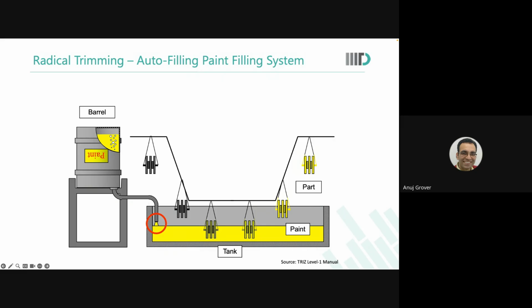Why do you need it at the bottom? Paint is anyway flowing from the top one also. Why do you want to increase the cost of your system? The flow would be turbulent, but it will still happen.